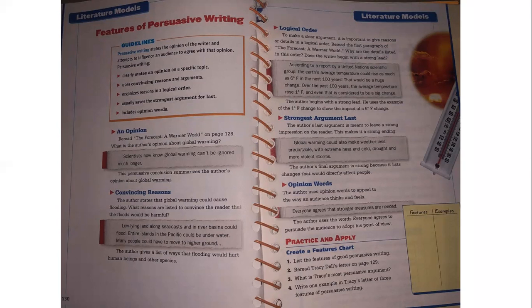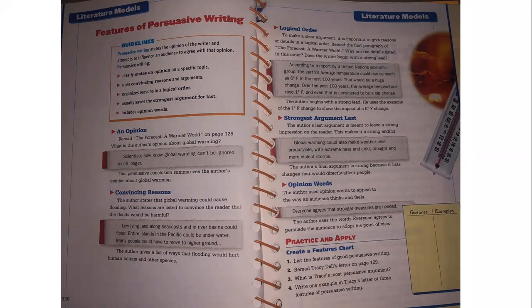All right, next, convincing reasons. The author states that global warming could cause flooding. What reasons are listed to convince the reader that the floods would be harmful? All right, so here we have a list of ways that flooding could be harmful. Low-lying land along seacoasts and in river basins could flood. Entire islands in the Pacific could be underwater. Many people could have to move to higher ground. All right, so this is something that would affect the reader personally, all right, which is why it is convincing.